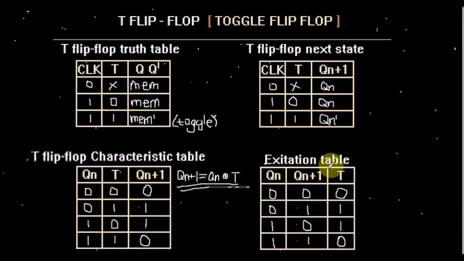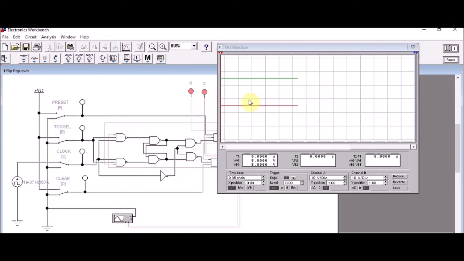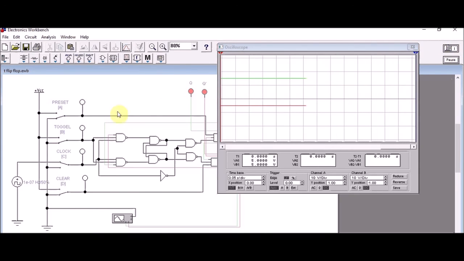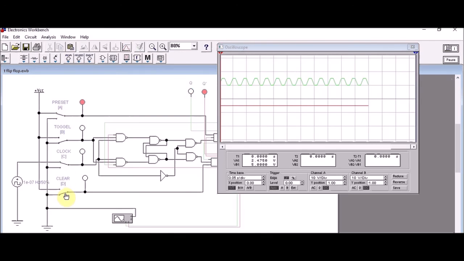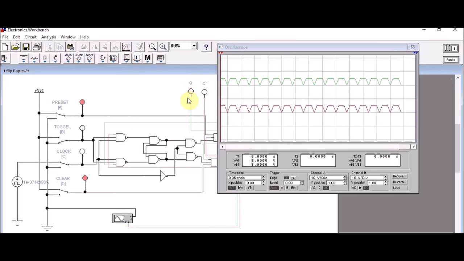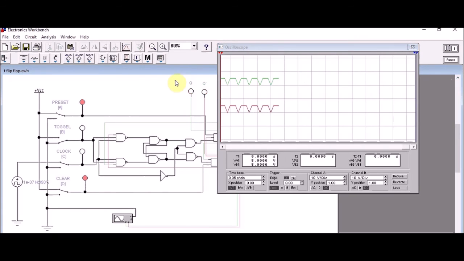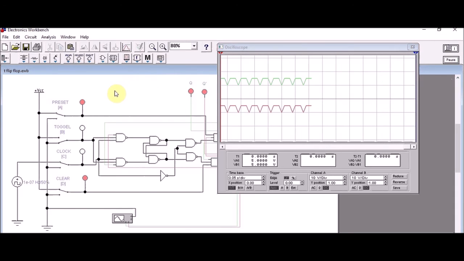So from this table, we can say T is equal to Qn XOR Qn plus 1. So simulating a logic circuit of our T flip-flop. If both the preset and clear are on, the Q and Q prime are blinking. It means that the flip-flop is free to respond to the toggle and to the clock.